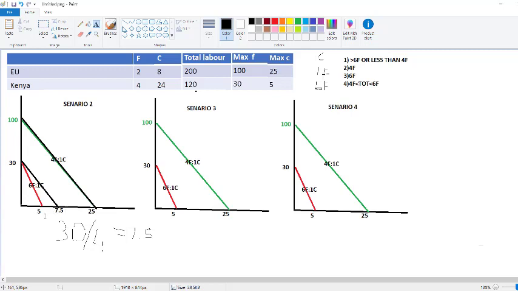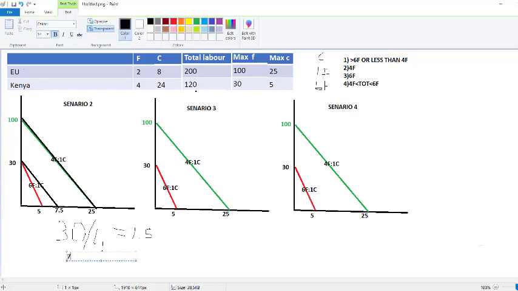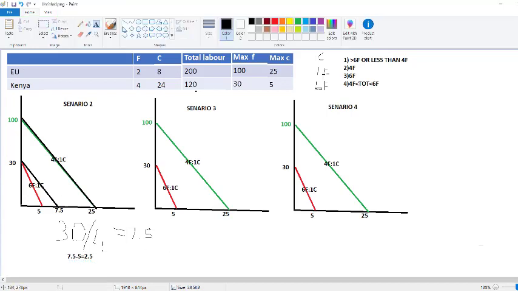And what is the gain? The gain is 2.5 chemicals. 7.5 minus 5. And that is the gain for Kenya. So Kenya is the only one that gains in the scenario when the prices are 4 food per 1 carbon. So let's go on to the other example. Let's go on to the third scenario.